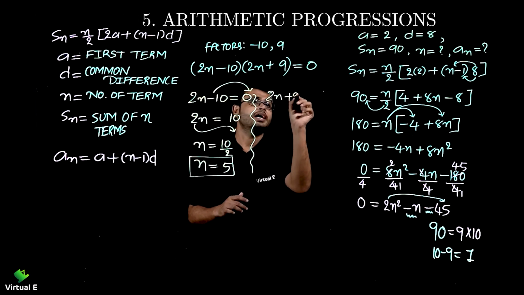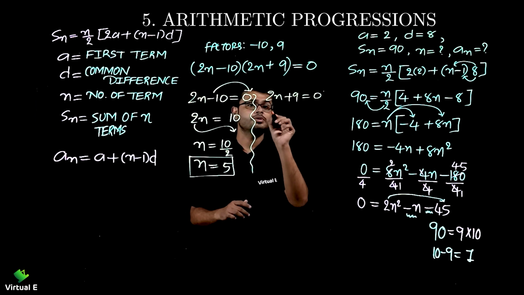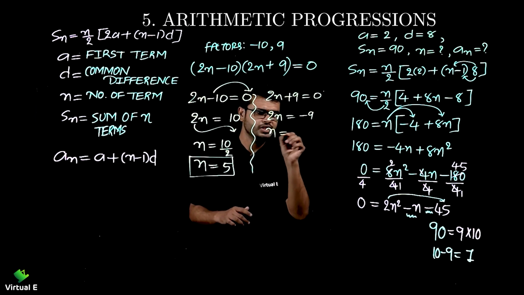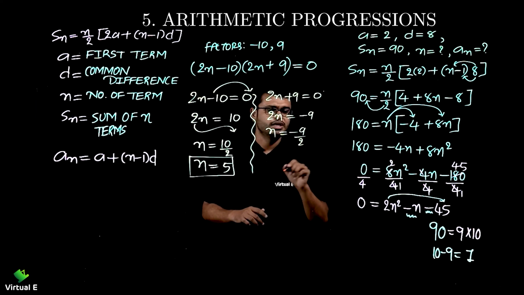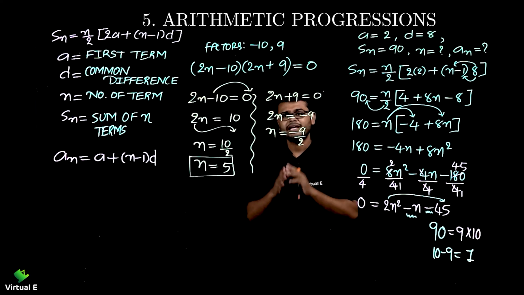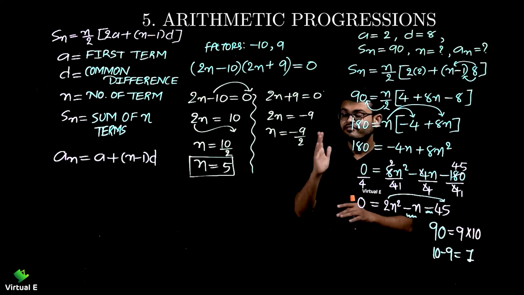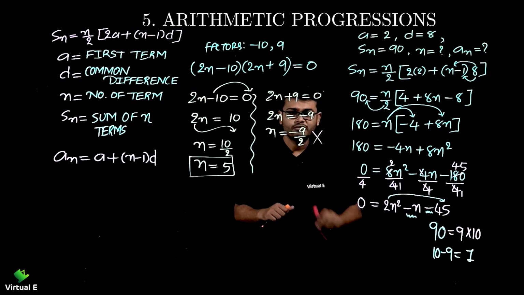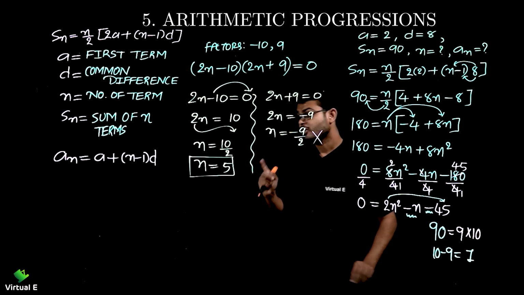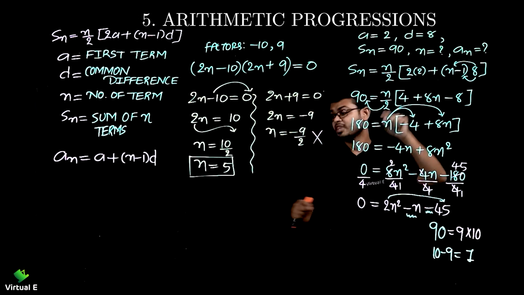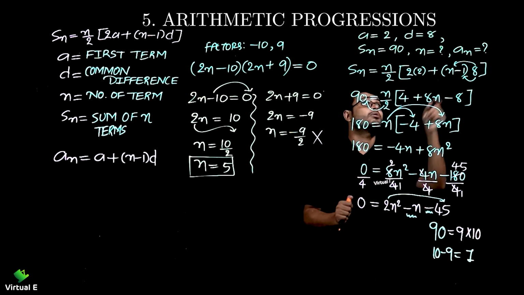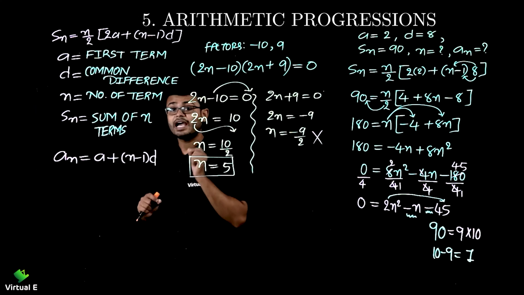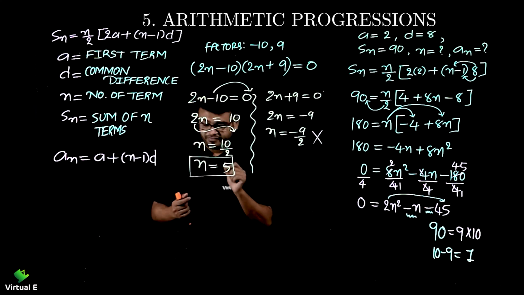2n plus 9 is equal to 0. So 2n is equal to minus 9. n is equal to minus 9 by 2. Is it possible to have a negative term and on top of it a fraction? So we cannot take minus 9 by 2 as the value of n. So what is my value of n? Which is 5. Now if I want to find the an, I need to find which term? I need to find a5.